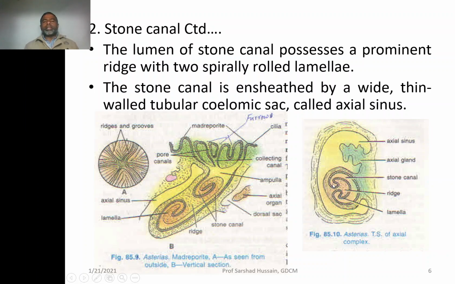The stone canal is ensheathed by a wide, thin-walled tubular coelomic sac called the axial sinus. This is the axial sinus, the whole yellow portion. This is basically the coelomic sac, the cavity called the axial sinus.